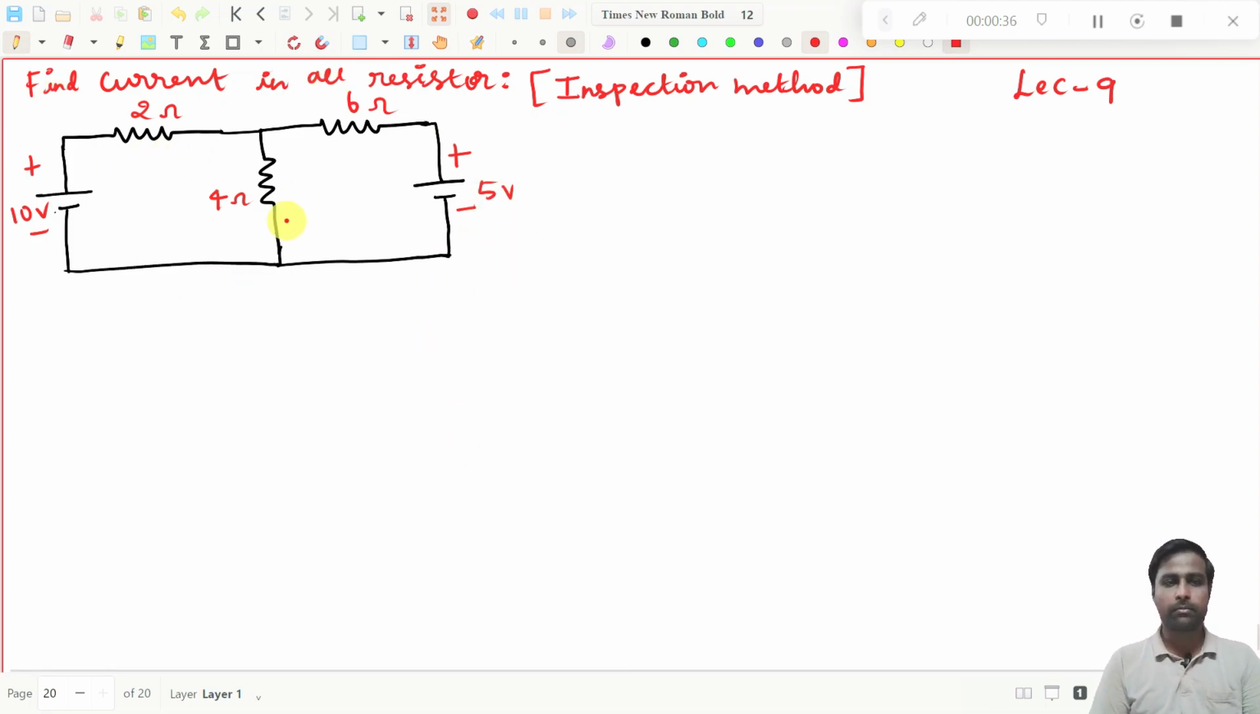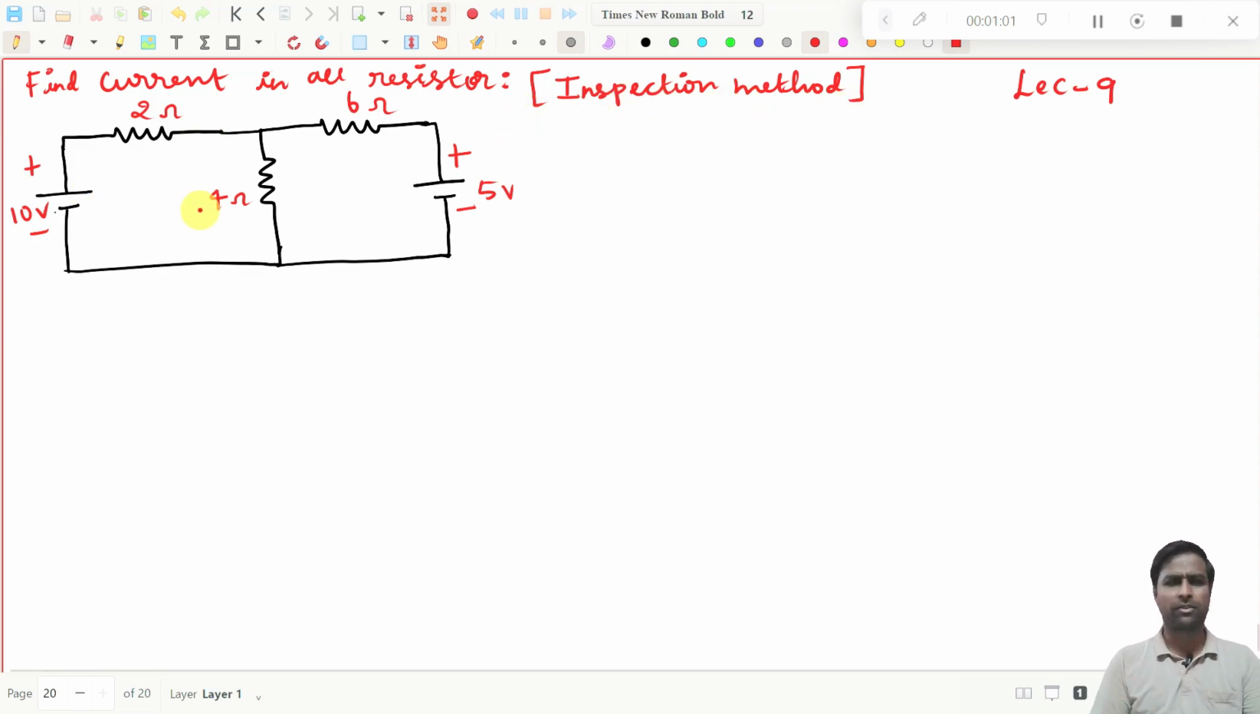This problem was solved by writing KVL expressions. Right now, I am going to explain the same problem with a different method. This method is called the inspection method. It is very easy, and you don't need to write KVL expressions and directions of the current and so many things.